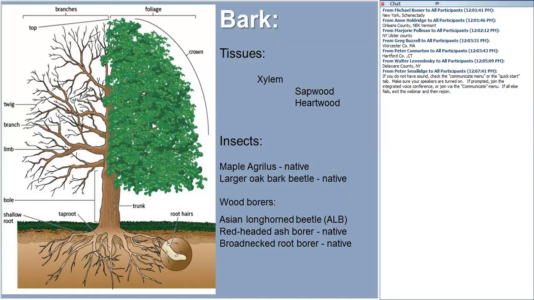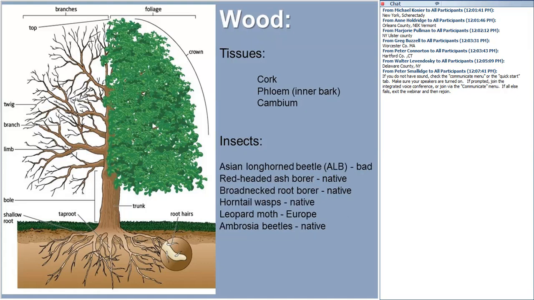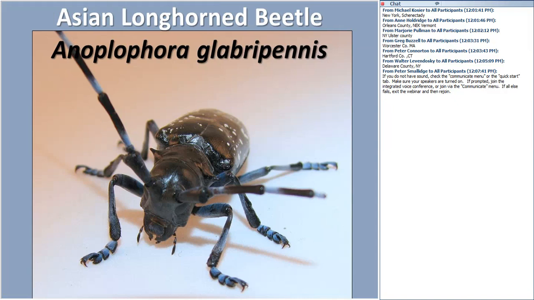Did I miss a slide there? No, I didn't. Here we go. What's going on here? There we go. So let's sort of launch into the bugs.